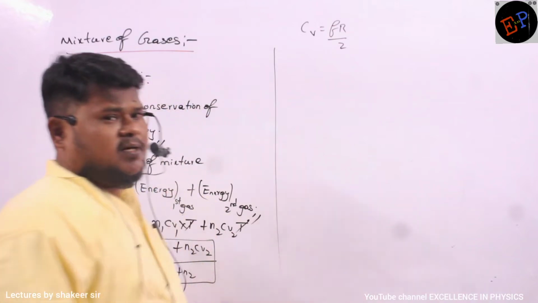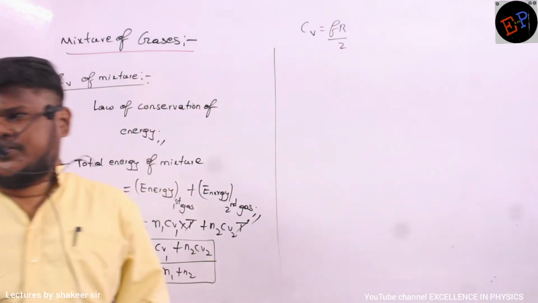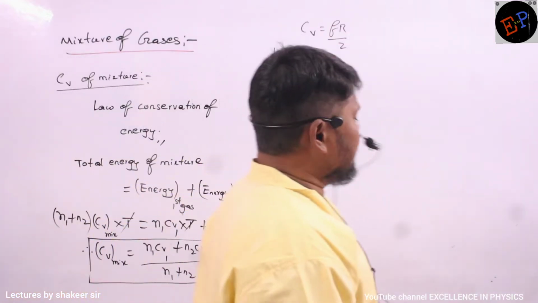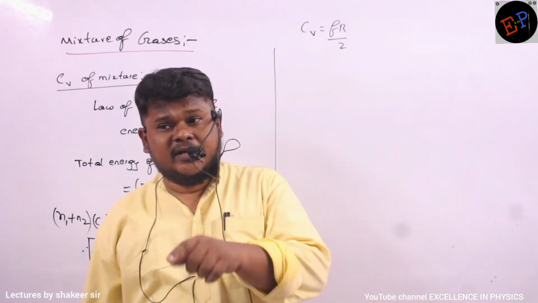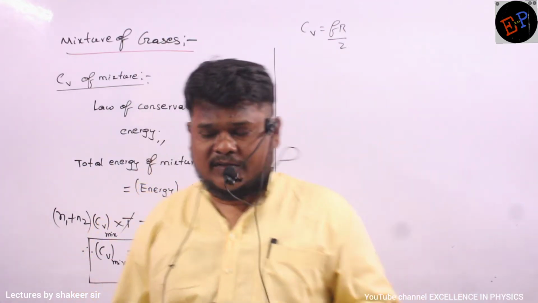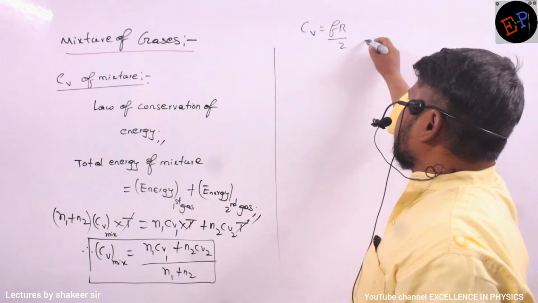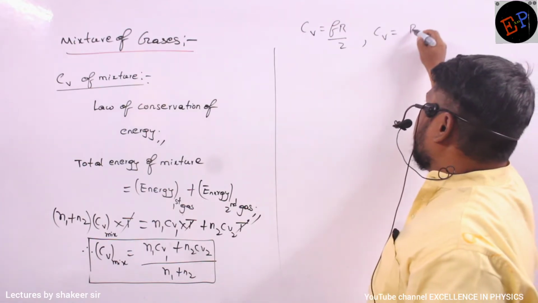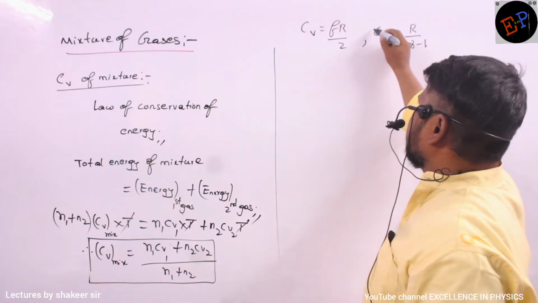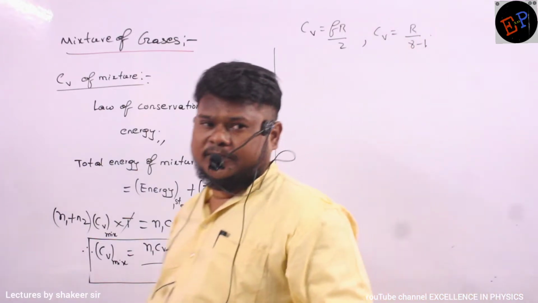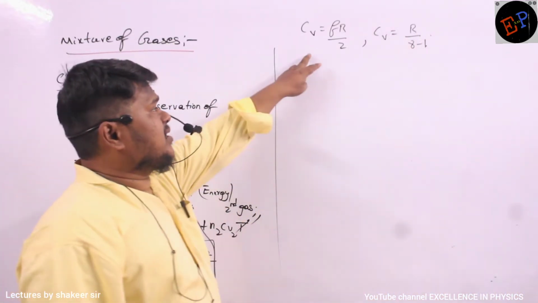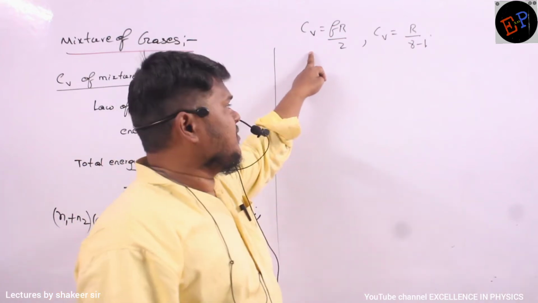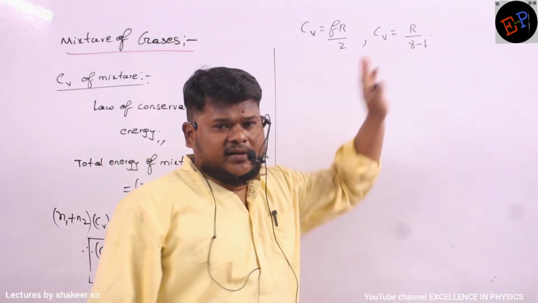This is one formula, in terms of degrees of freedom. Similarly, Cv value we have also written in terms of the adiabatic constant. What is the formula of that? Cv in terms of the adiabatic constant is R divided by gamma minus 1. So Cv can be written in terms of degrees of freedom, and in terms of the adiabatic constant also.